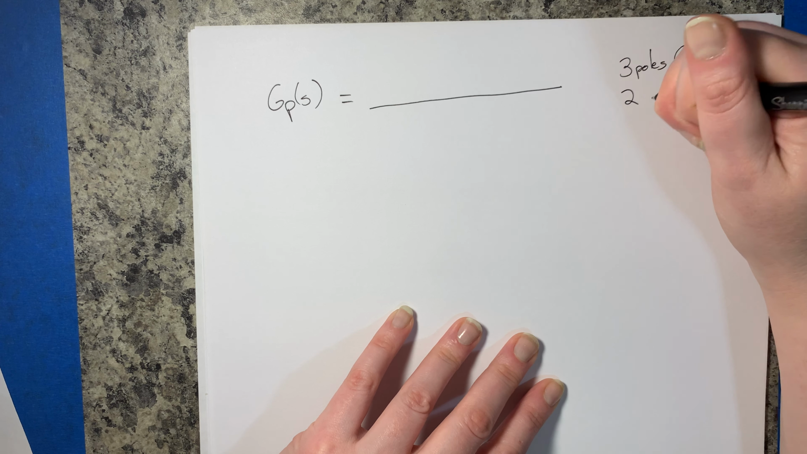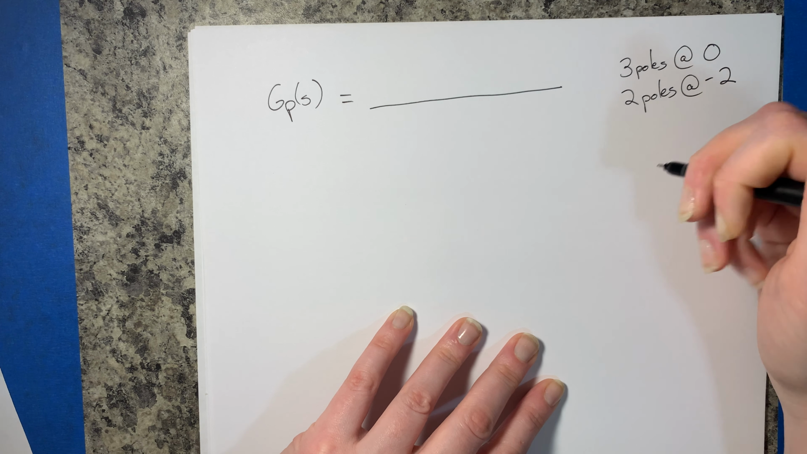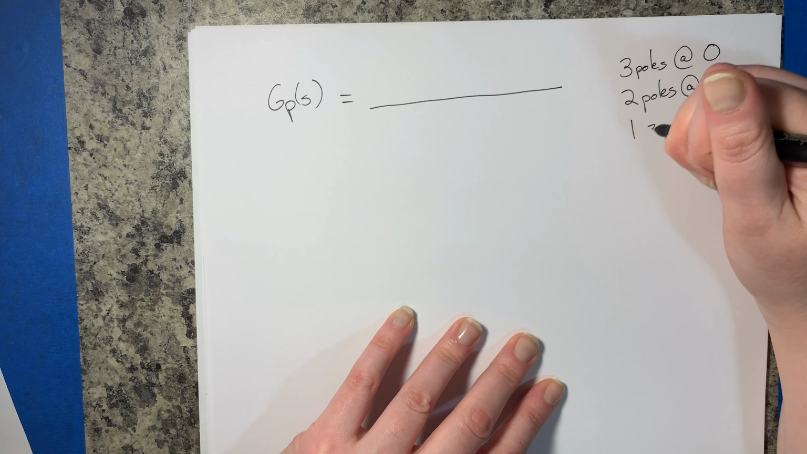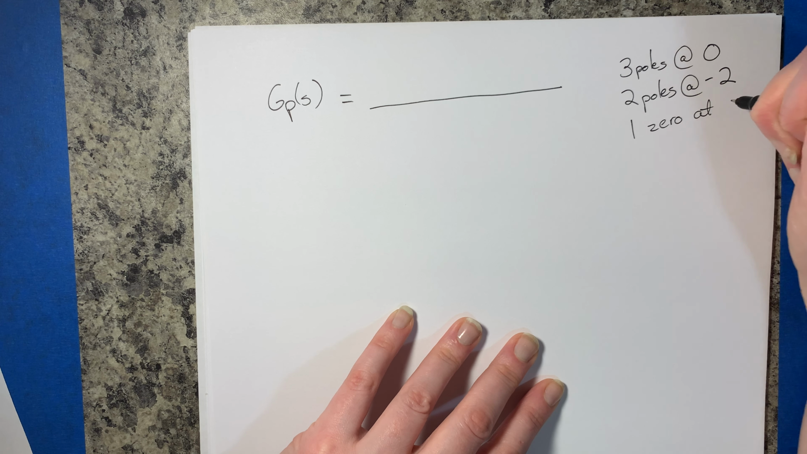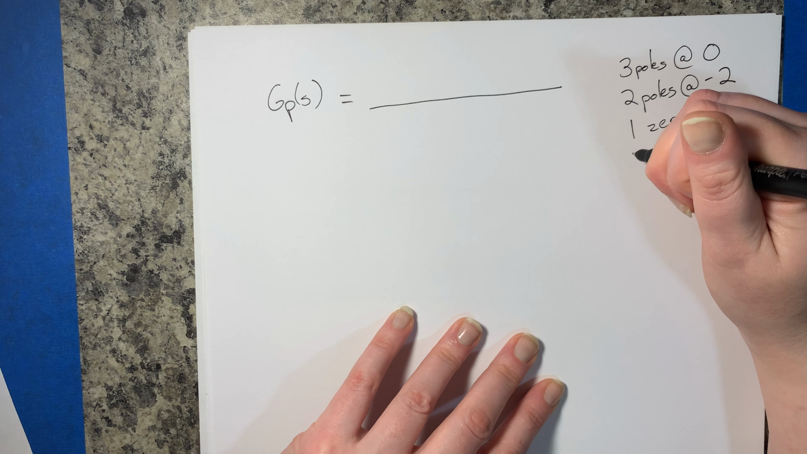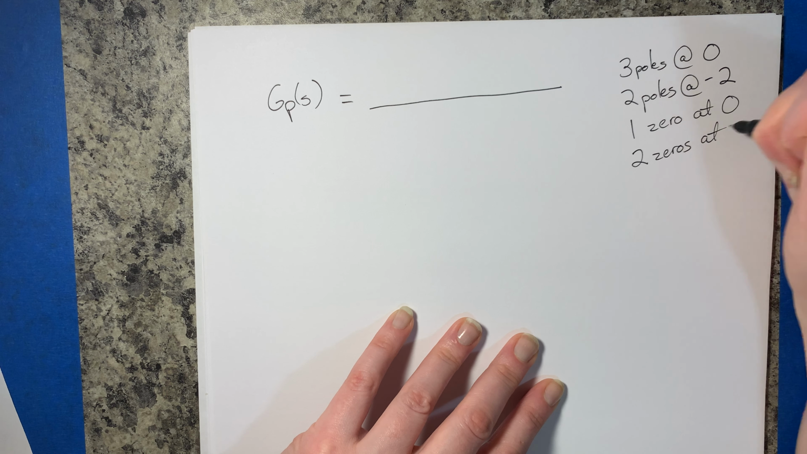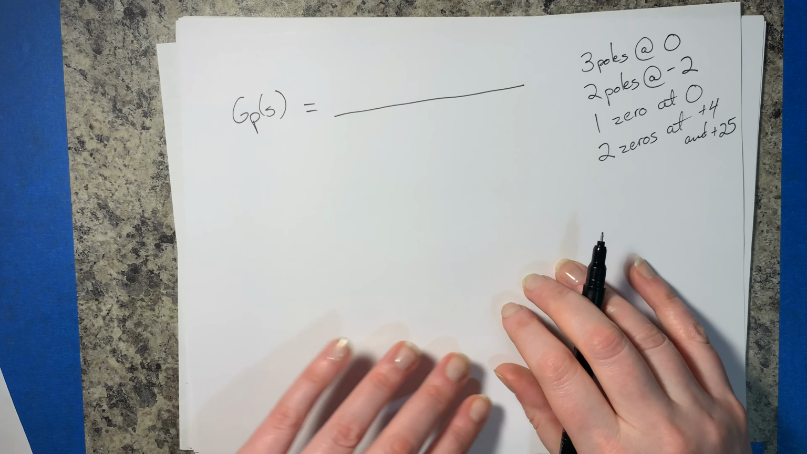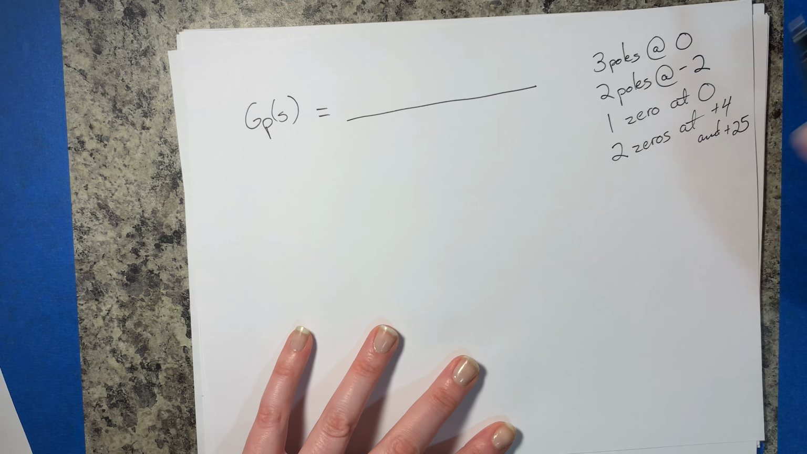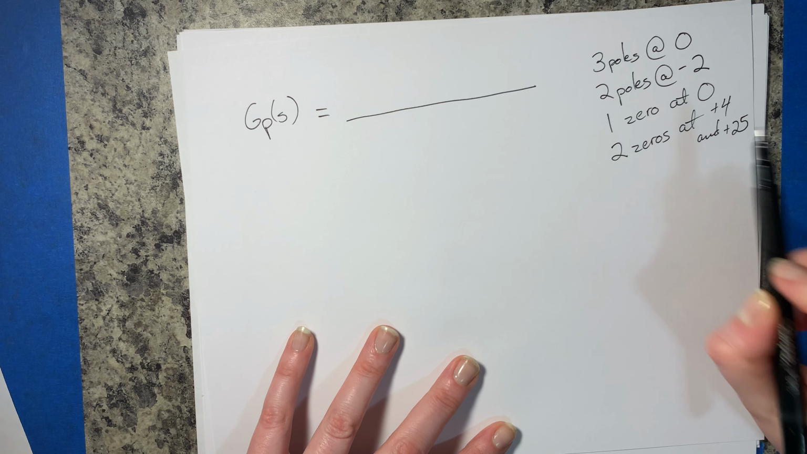Let's say 2 poles at -2. Let's say I have 1 zero at 0. And let's say that I have 2 zeros at, let's say, +4 and +25. Okay, so that's quite a range. All right, let's just go through here. 2 zeros at +4 and +25.